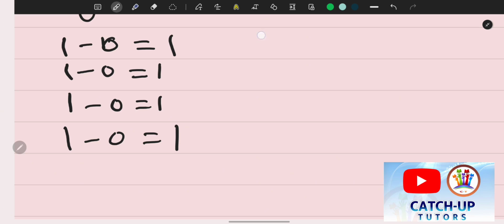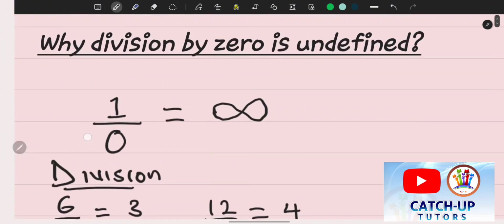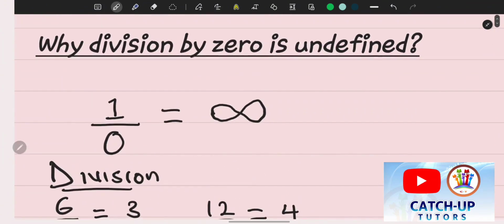So that is why 1 divided by 0 is undefined, which is infinity. The iteration continues; you have many iterations that you cannot even count. That is why a number divided by 0 is infinity. So whenever you ask why division by 0 is undefined, this is how we obtain it. That's as simple as that.